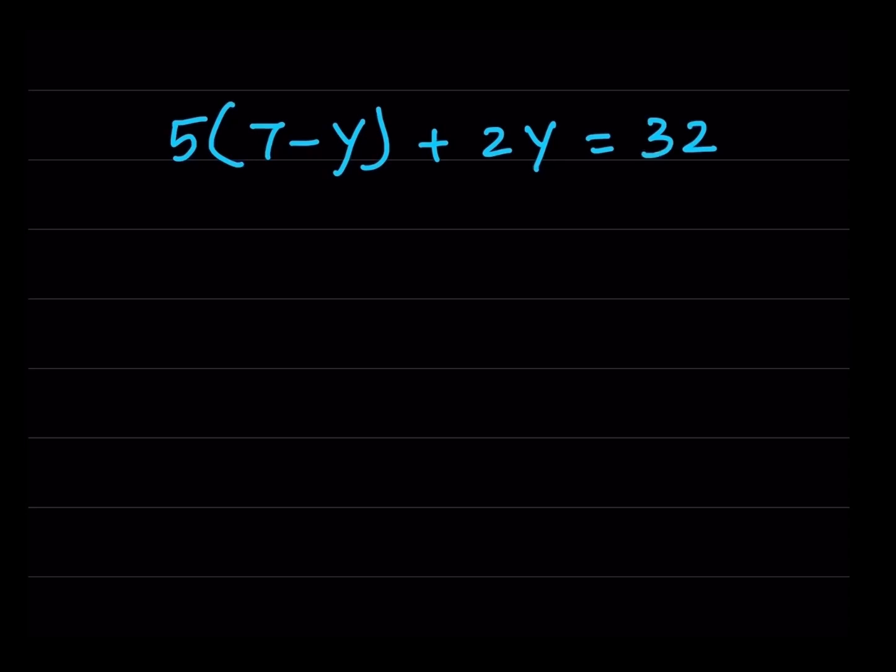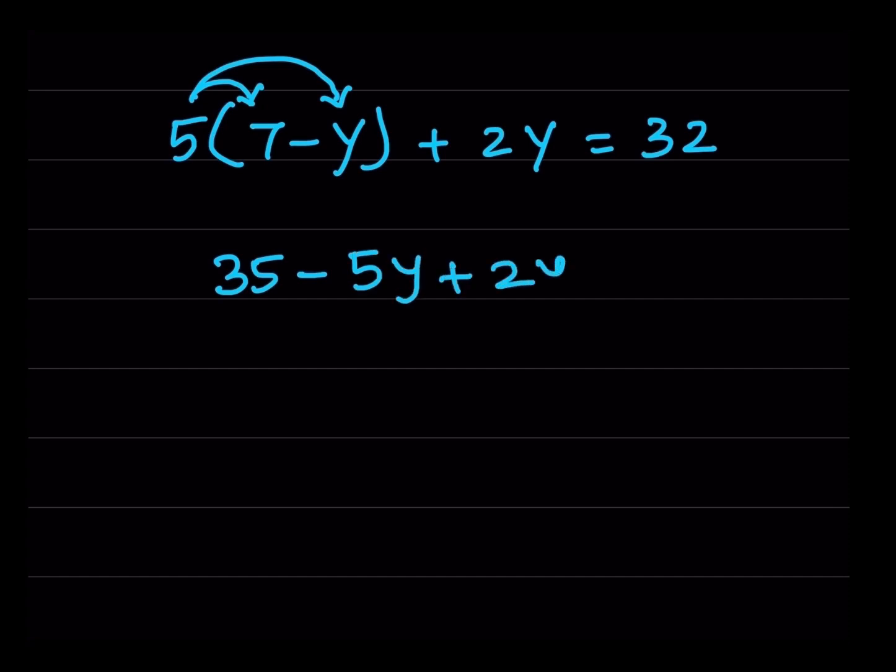I'm going to use the distributive property and multiply 5 times 7, that is 35, and 5 times minus y, so that is minus 5y plus 2y is equal to 32. So which is 35, and this is minus 5y and this is plus 2y.